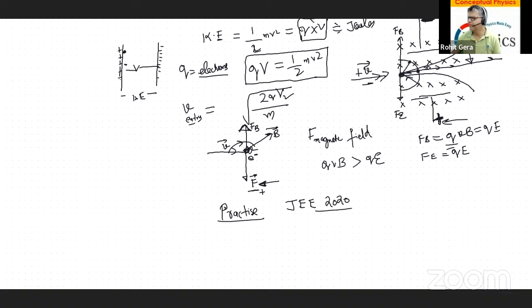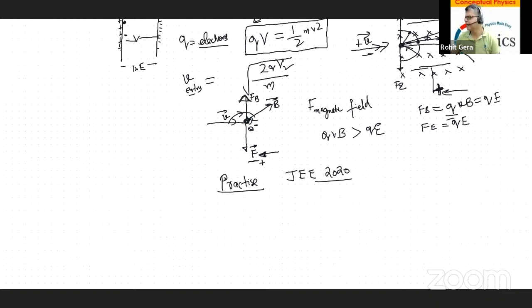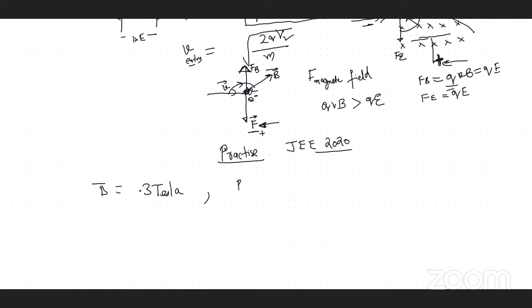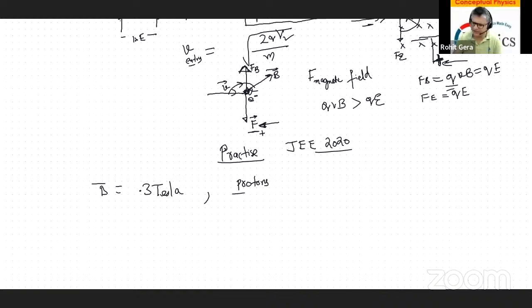So there is a beam of protons and it enters a uniform magnetic field. B is given to be 0.3 Tesla. And these are protons, so positive charges. And the velocity with which they enter makes an angle of 60 degrees with the magnetic field B.